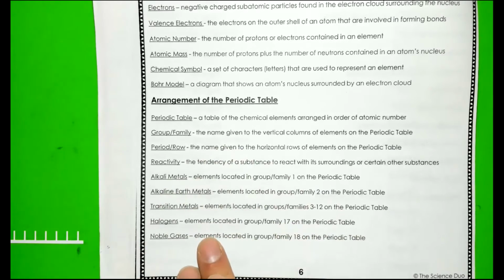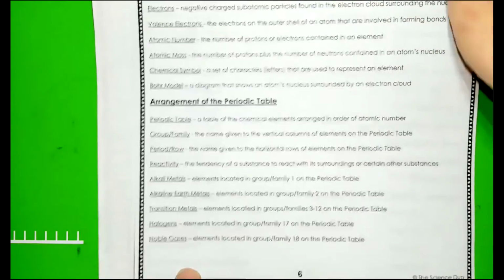Remember, those are going to be our nonmetals. And then our noble gases, our famous noble gases located in group 18. And that covers our periodic tables.